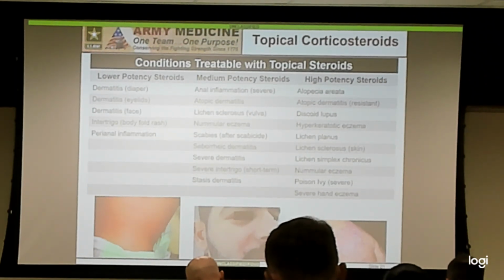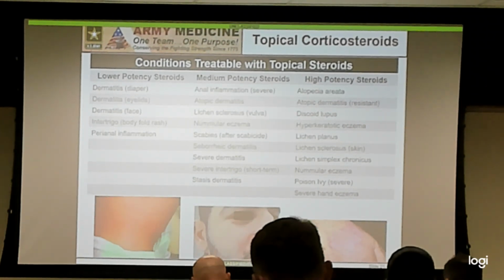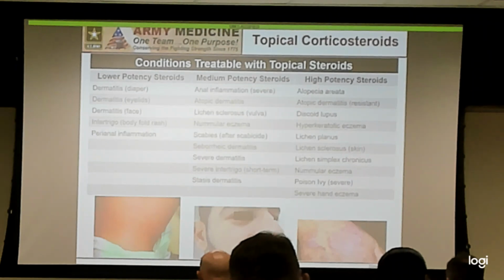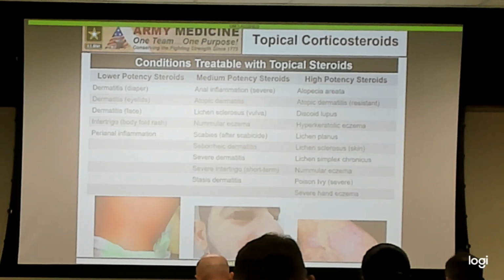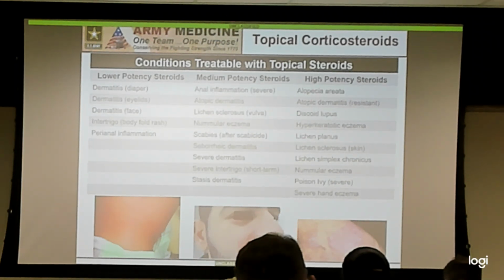So anytime we're talking about steroids, and even when we were talking about our inhalers, you know how we had our low dose, medium dose, high dose wording when we were talking about how we were going to dose and prescribe our steroids to these patients. This is the same thing when we're talking about topical, okay? Different delivery, but the same idea of low potency, medium potency, and high potency.